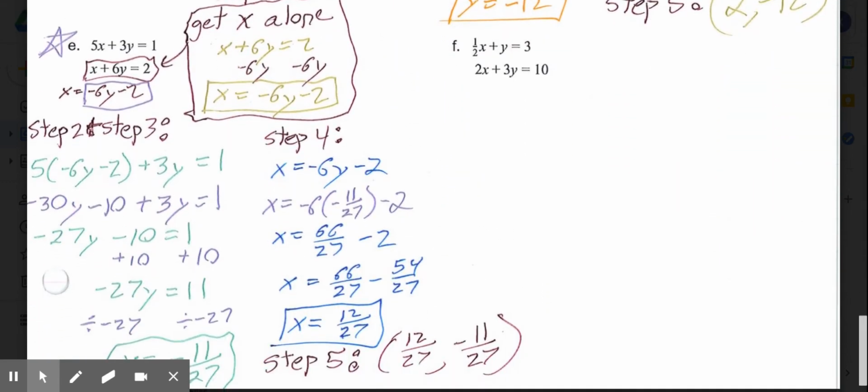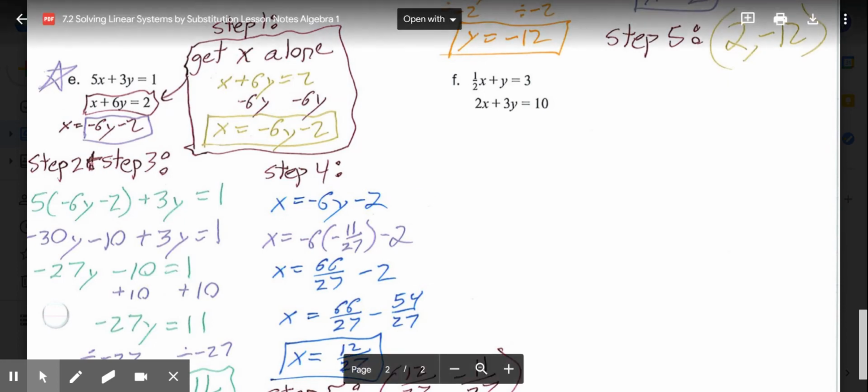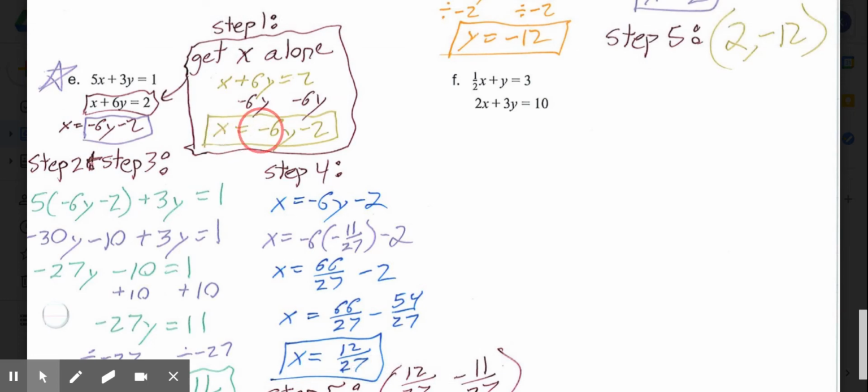And then our last example for today, E here, we need to get one of our 2 equations solved for a variable. So I'm going to use the bottom equation and subtract the 6y from each side to solve for x. So it would become x equals negative 6y minus 2.